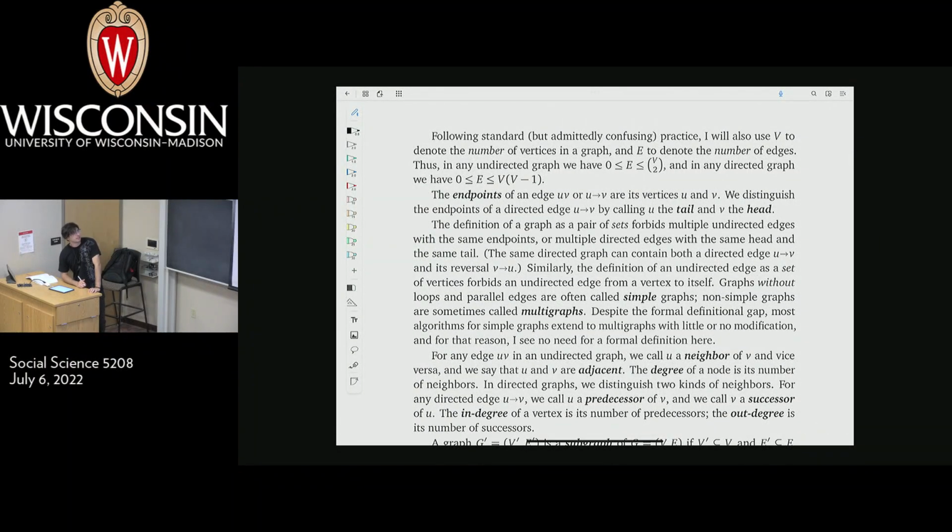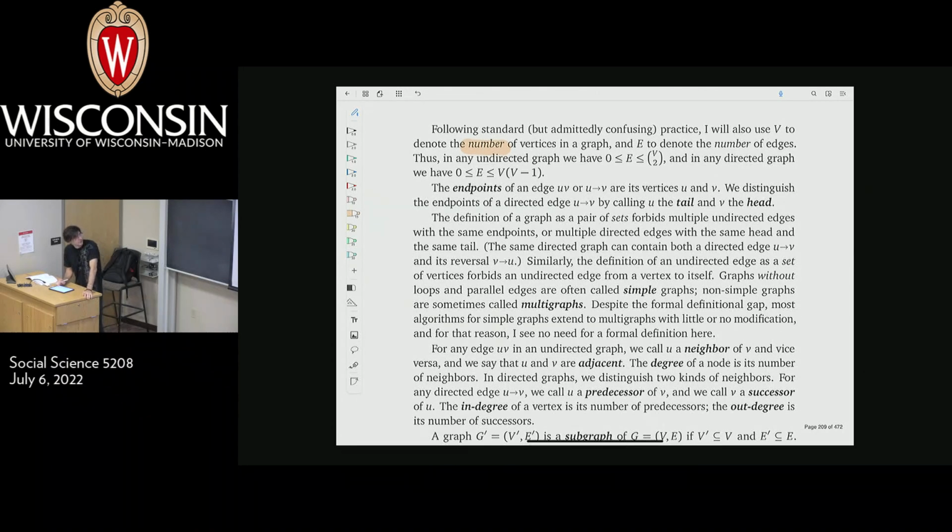In general, V and E will denote the number of vertices and edges in the graph in addition to just being the sets. It's slightly confusing, but you'll know the difference because one will have a big O usually, and that's how you know it's referring to the number. So for edges, there's endpoints. So UV, U and V are both the endpoints of the edge UV. For a directed edge, U to V, like this one here, then we call U the tail. It's the one without the arrow, and we call V the head. So the head is where the arrow is pointing to when you have a directed edge.